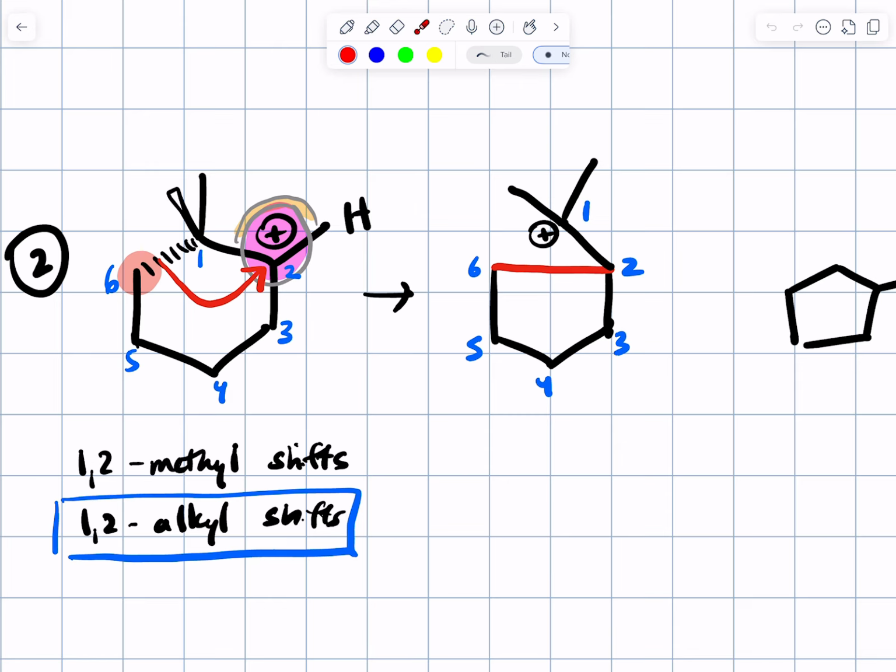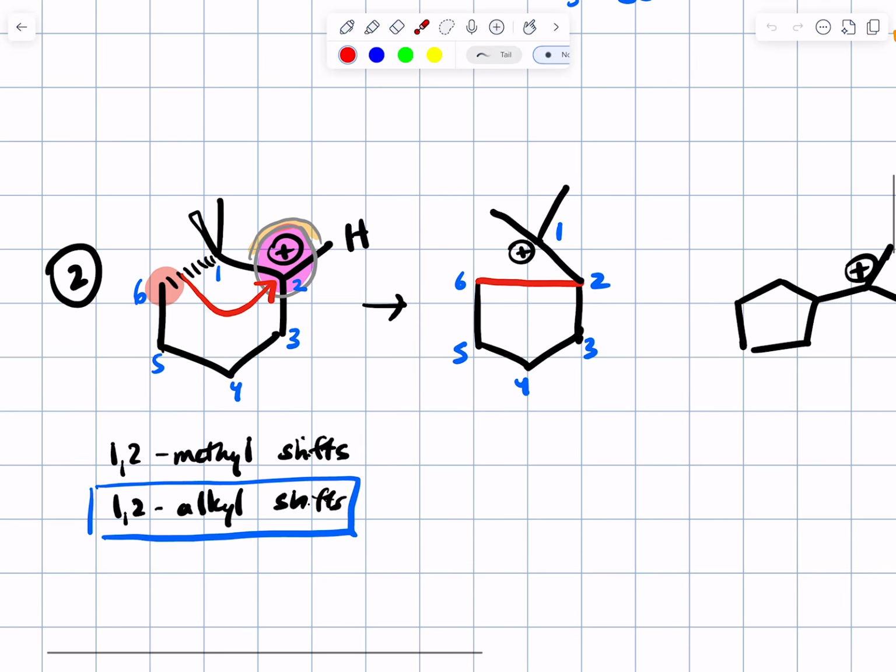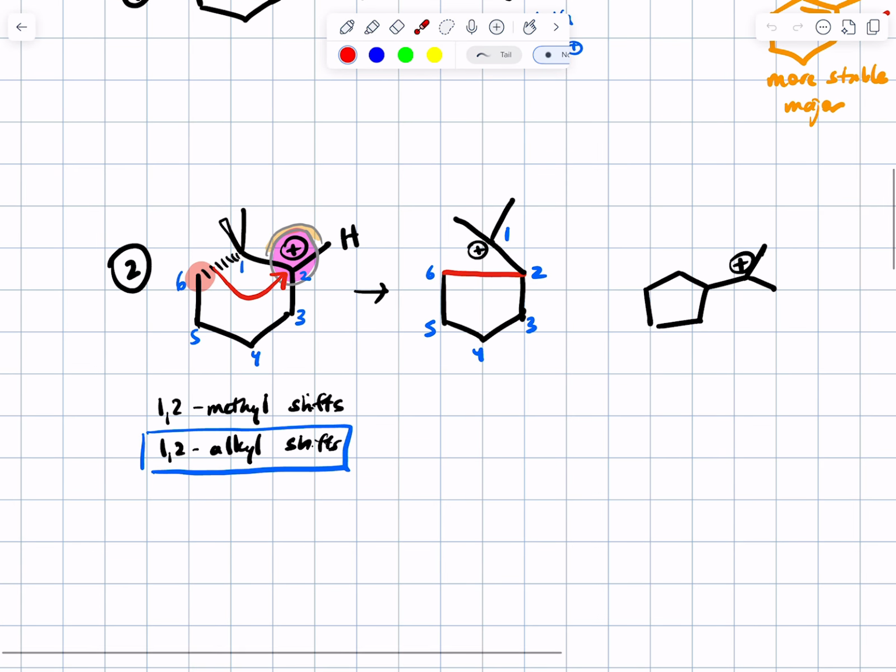You don't need to worry about ring strain here. It's not about ring strain. 5 and 6-membered rings have only marginally different ring strain. Both of them are okay. So there's not a huge change in stability when you go from a 6-membered ring to a 5-membered ring. The biggest thing that's happening here is that a secondary carbocation is becoming a tertiary carbocation.